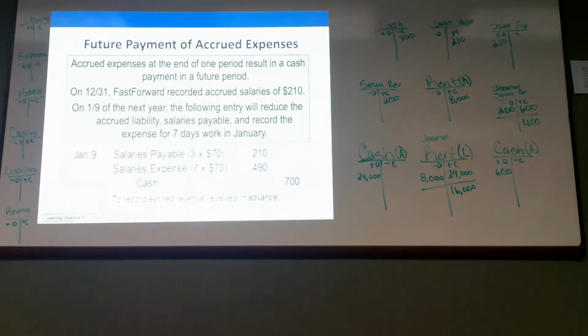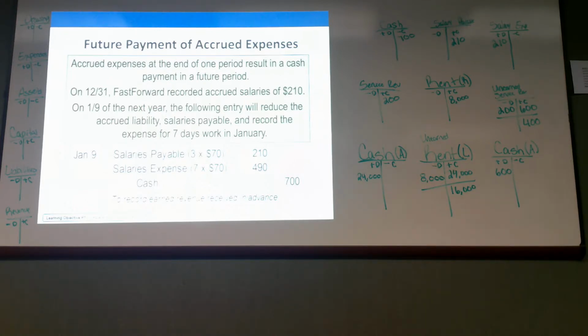Does that make sense? The only reason why this entry is being created this way is because we're about to go across two different pay periods. If this were just in the middle of October, we would only have two different accounts impacted. It would just be cash for $700 and salary expense for $700, period. But because we're going to go across periods, we have to fix the original entry that we made. So as of January the 9th, the money that we owed on December 31st is null and void. We've now accounted for the money that we owe people.